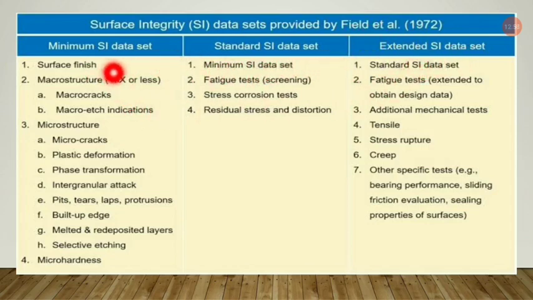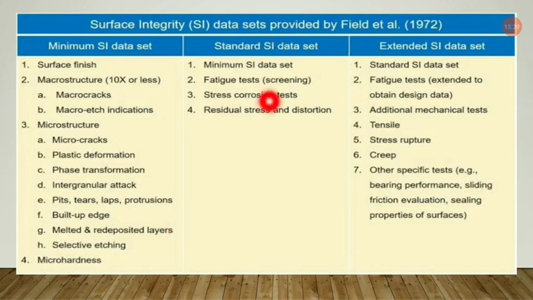In the minimum SI data set we have surface finish, then microstructure, that is up to 10 times magnification or less, having macro cracks, then macro etch indications. In microstructure we find micro cracks, plastic deformation, phase transformation, intergranular attack, pits, tears, laps, protrusions, built up edge, melted and redeposited layers as well, selective etching, and micro hardness.